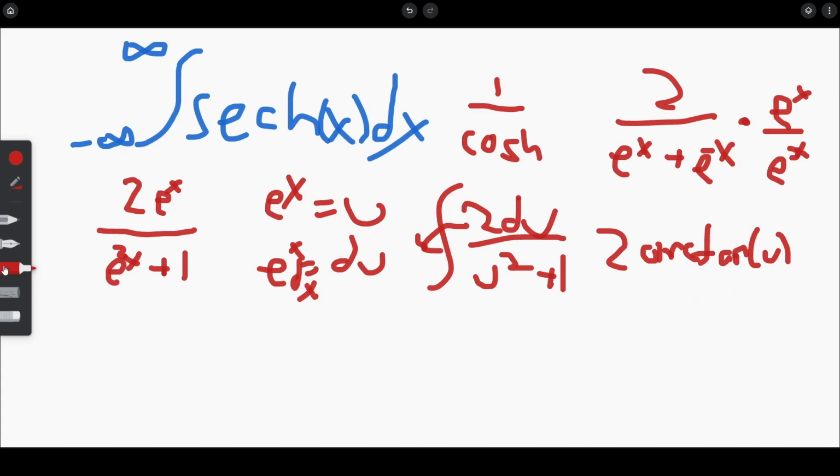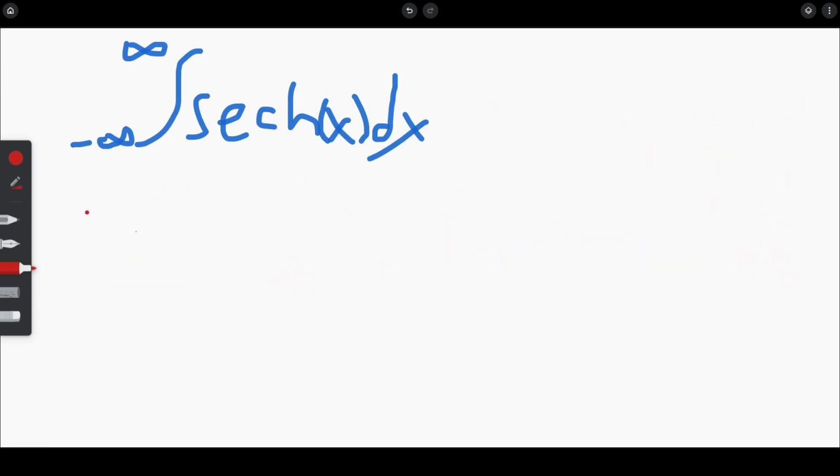This is 2 arctangent of e to the x. So this is our final answer. Now we have to plug the bounds in. Improper bounds like this with infinity and negative infinity are kind of weird, so we're just going to rewrite these as 2 limits. We'll start with infinity, I guess, the top one.